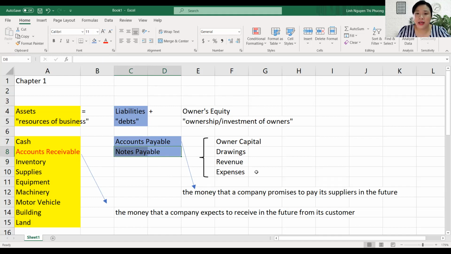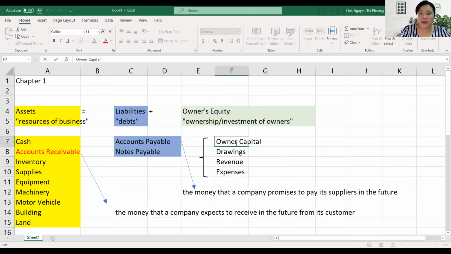Okay. Now let's look at owner equity. Owner equity is called the ownership. It's the ownership or the investment of the owner. Okay. So we have owner's capital. Owner capital means the initial investment of the company, drawing, revenue, and expenses. So owner equity includes these four: owner's capital, drawing, revenues, and expenses.